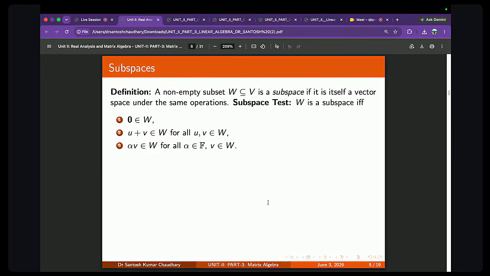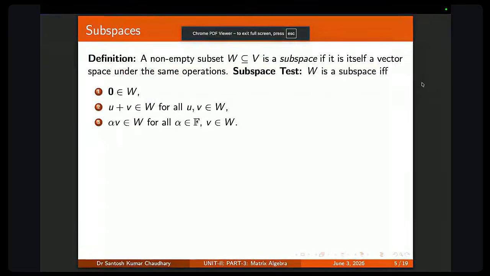Now there is the term subspace. So it's like set and subset. So you can similarly connect space, vector space and then subspace. So the definition of subspace is: a non-empty subset W of V is a subspace if it is itself a vector space under the same operations. So this is the definition of subspace actually. So a set W which is a subset of V is called a subspace if it is itself a vector space under the same operations. So operations would be common.